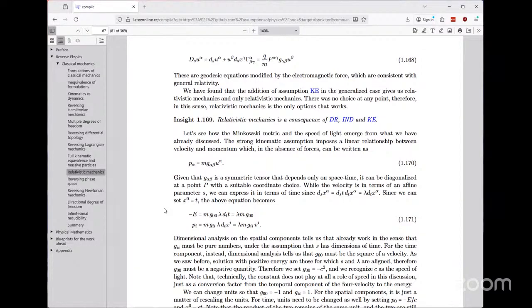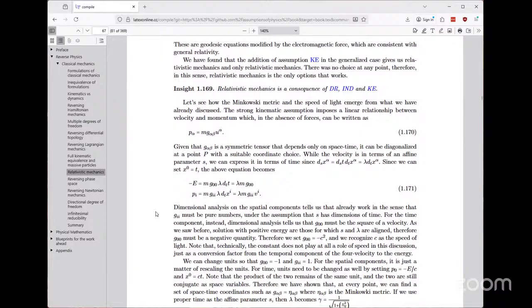While the velocity is in terms of an affine parameter s, we can express it in terms of time, since dx^α/ds, just doing the chain rule, gives λ dx^α/dt. Since we can set x^0 equal to t, the above equation becomes, so here you're just integrating, and you get the minus energy. dt is just 1, so this is just minus λ m g_00, and then p_i is m g_ii, and then you get the velocity for the x component.